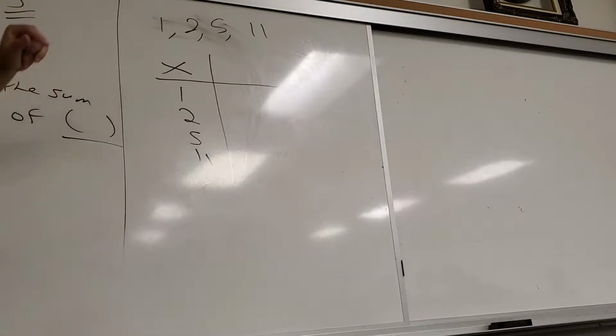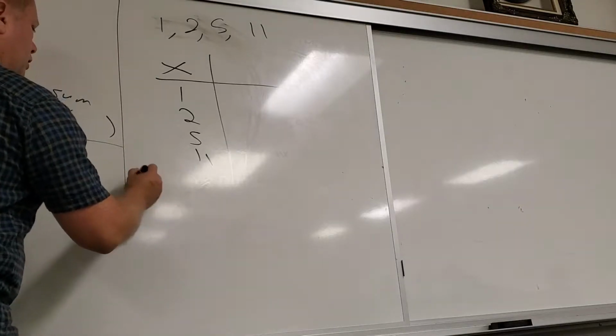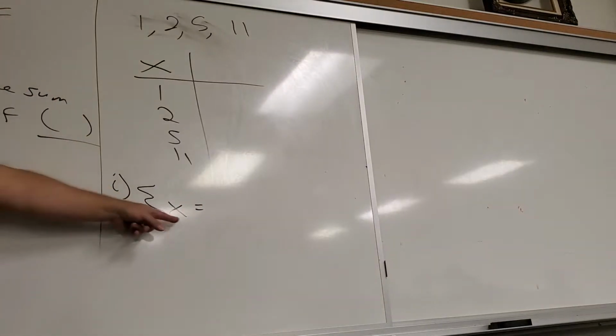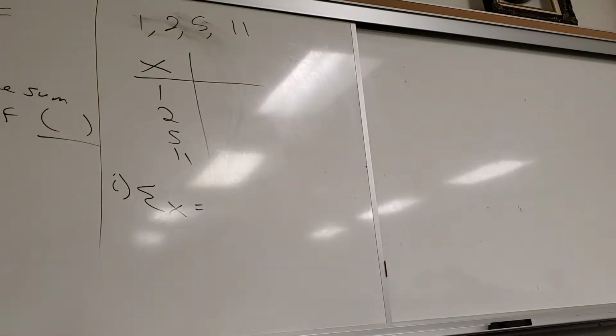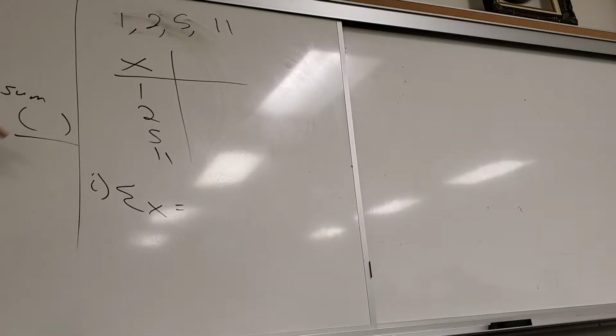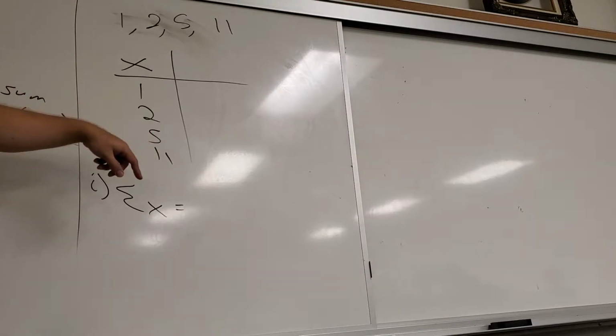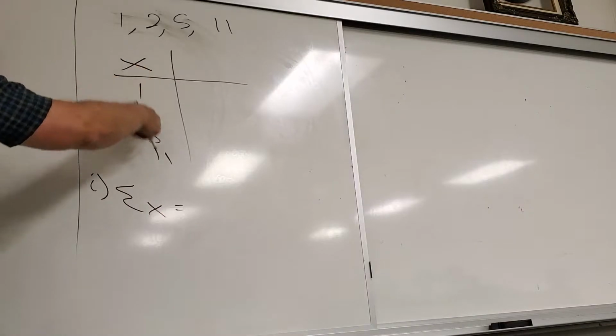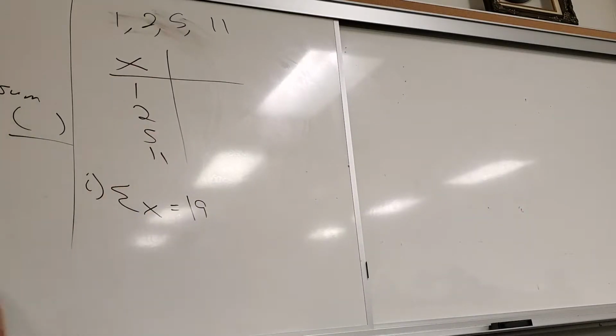But right now, what would the value of this be? Can somebody read that to me in English? Don't say sigma x. Tell me what the meaning of it is. The sum of x. So what would the value be? Just add them all up, right? The sum of x. Well, there's x's. Let me sum them up.